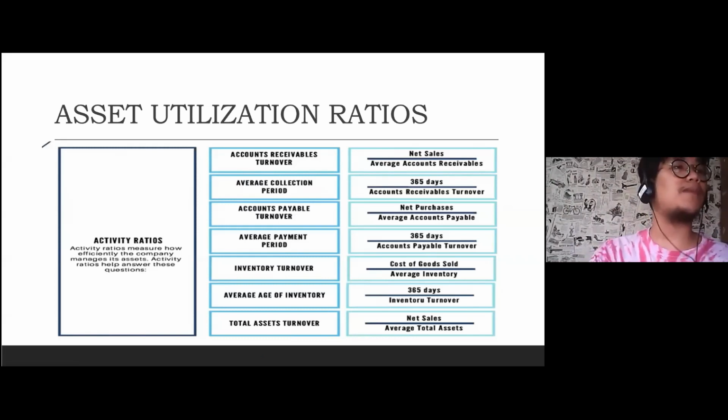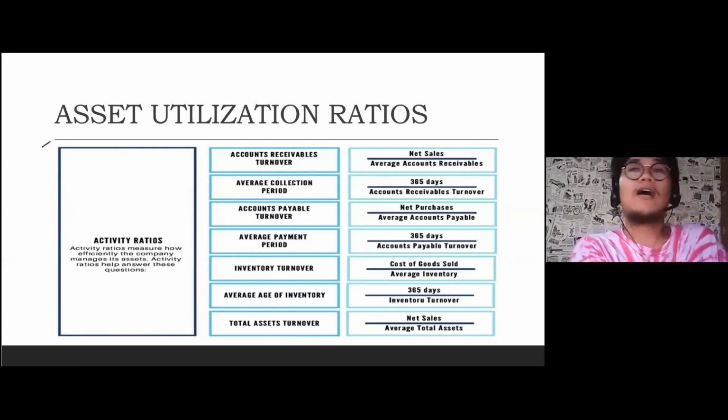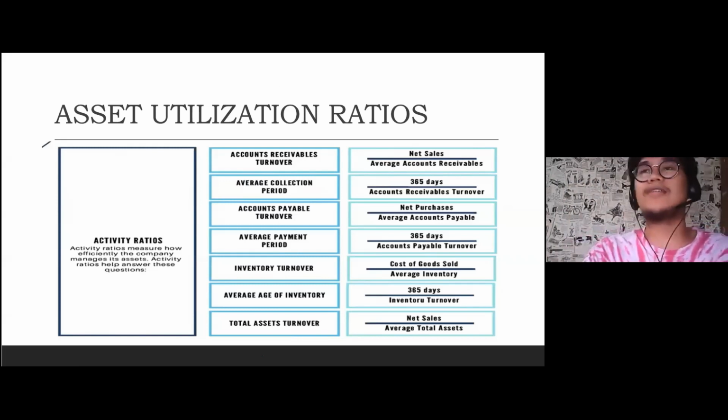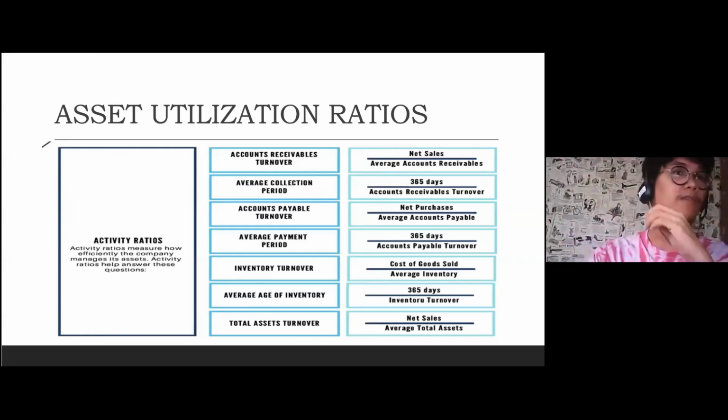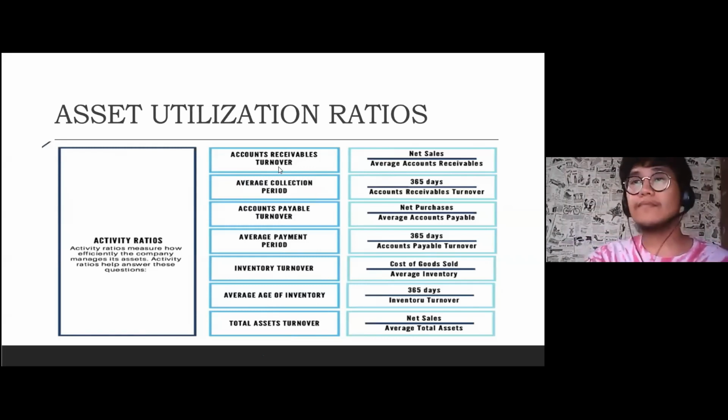So it depends on the credit terms. So if you have calculated 59 days for your average collection period, and your credit term is 60 days, then that's a good sign. Ibig sabihin, you were able to collect your accounts receivable before matapos yung credit term, which is in 60 days. But if you calculate your average collection period beyond 60 days, there will be a problem na. Okay? So it depends on the credit terms.